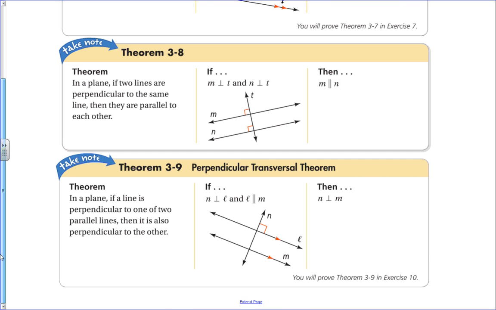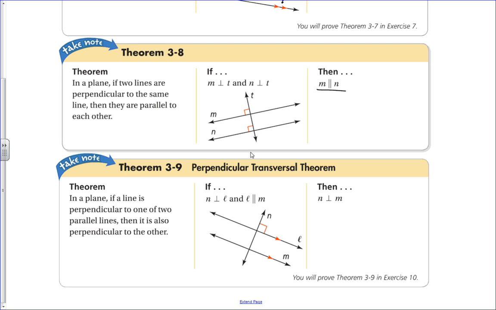Theorem 3-8. In a plane, if two lines are perpendicular to the same line, then they are parallel to each other. So in this case, even though there's no markings that indicate that M is parallel to N, since M is perpendicular to T, and N is also perpendicular to T, since they're both perpendicular to the same line, you can use the converse of the corresponding angles theorem to say, since corresponding angles are congruent, that means your lines are parallel.